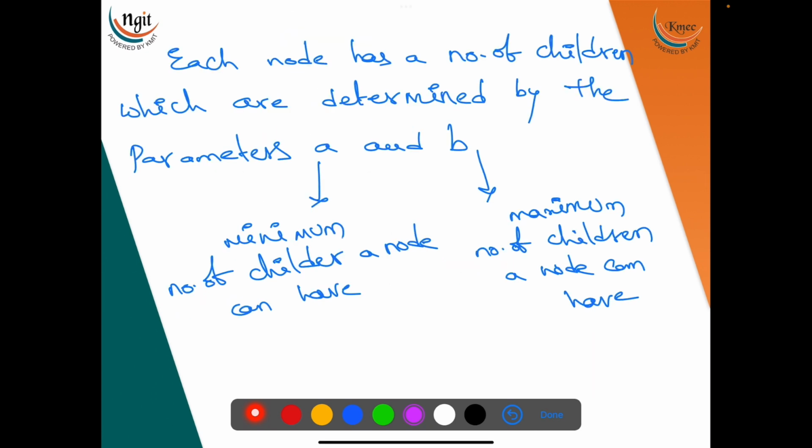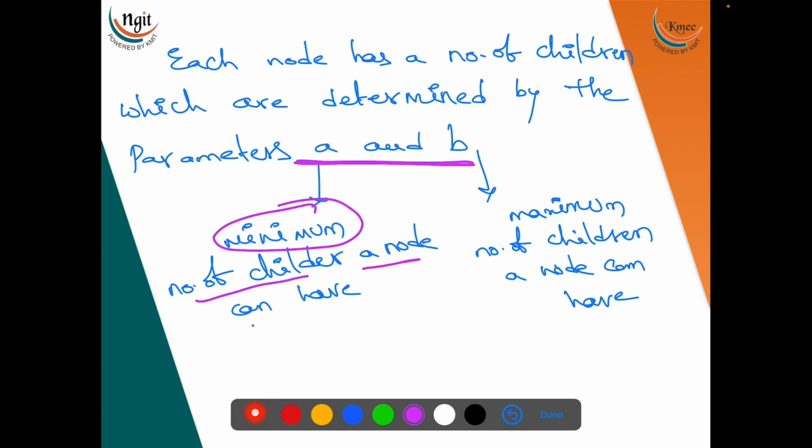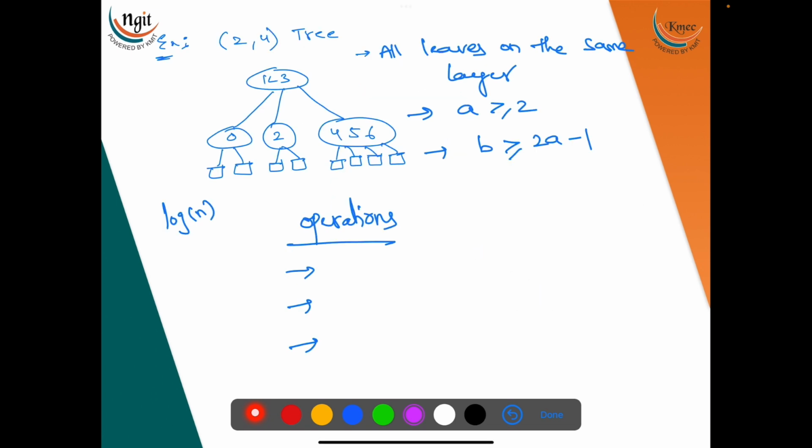Now, each node has a number of children determined by the parameters A and B. A is the minimum number of children a node can have in the tree. B represents the maximum number of children a node can have in the tree. Now you can take some examples, and when you look at this example you will find out many things. One thing is that all leaf nodes are on the same level. Now let's see the 1, 3 tree.